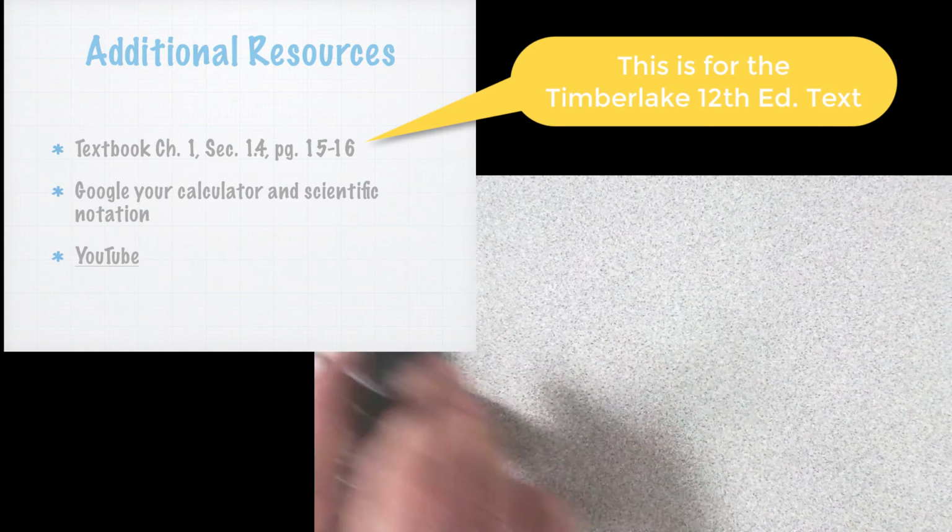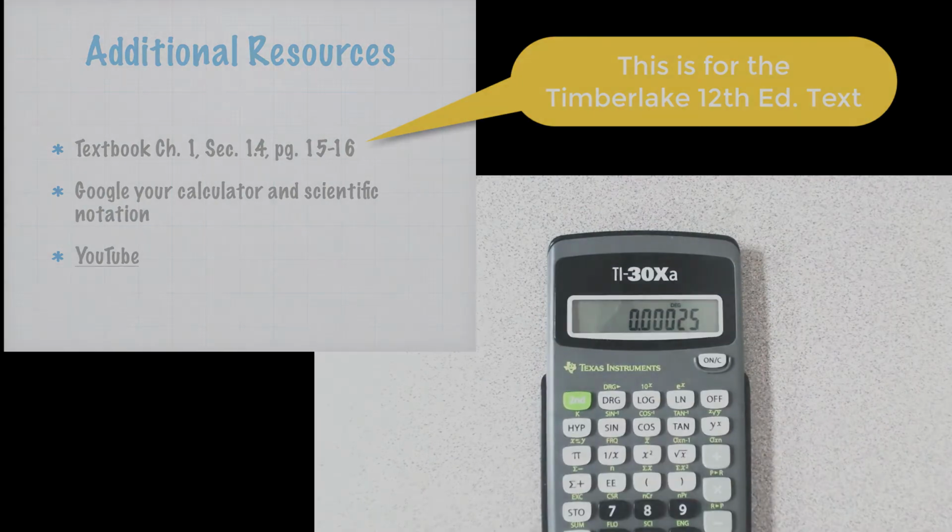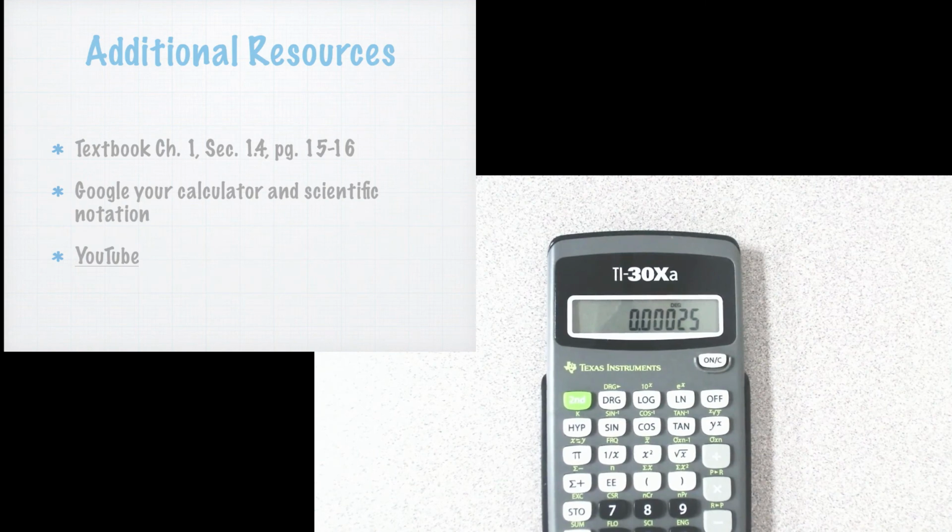Finally, I wanted to note most calculators have a 10 to the x button above the log button. Do not use that button. That is not scientific notation. That's taking 10 raised to a certain power. It's an anti-log button. There is a way to do it, but it's complicated, and again, I do not recommend doing that. Learn how to use your EE button, your scientific notation button on your particular calculator.